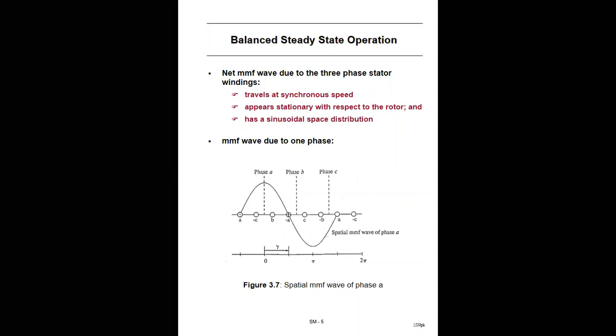Let's see the balanced steady state operation of a synchronous generator. The net MMF wave, that is the magnetomotive force wave, due to the three-phase stator winding travels at synchronous speed, meaning it rotates at synchronous speed. It appears stationary with respect to the rotor and has a sinusoidal space distribution. The MMF wave due to one phase we can see in the figure. So this is about the MMF wave.